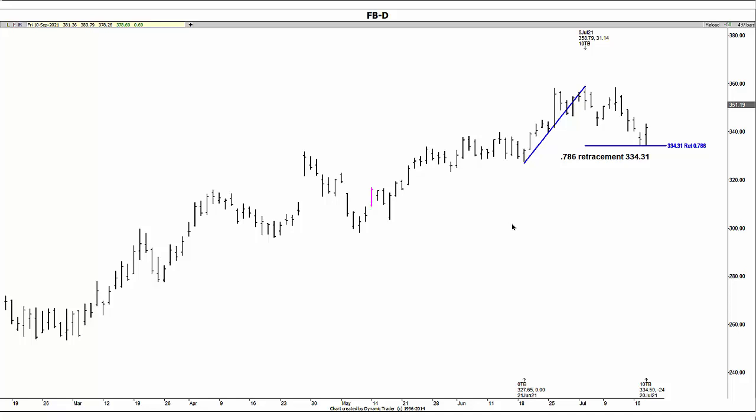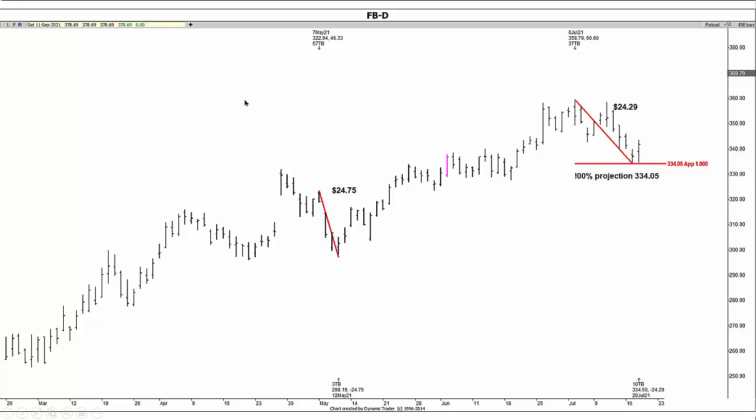Okay, but I like it better when we have a confluence. So we also ended up seeing a projection on the same chart of a prior swing that was similar to this decline that we were seeing. That was 24.29. This was 24.75. Projected from this high, it gave us 334.05. Okay, so so far we had a 100% projection and a .786 retracement.